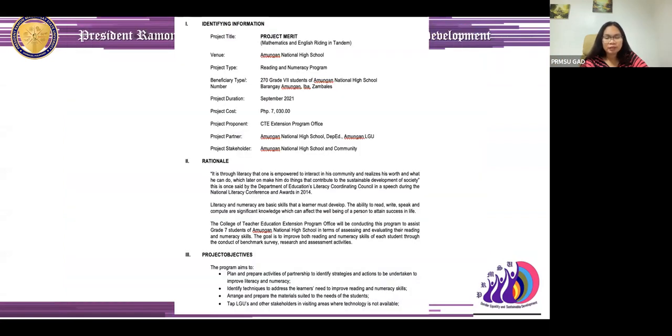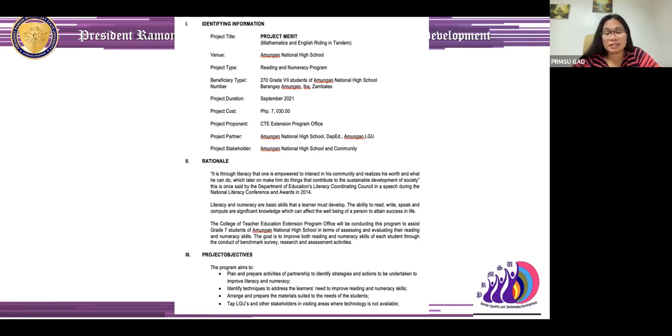Now, permission to use, naipaalam ko naman po ito from CTE, permission to use the document from the College of Teacher Education. So ito po yung una naming na-work out na document or reports nila. So you can see here, rationale. It is through literacy that one is empowered to interact in his community and realizes his worth. So you can change the "his" po, di ba? His or her.